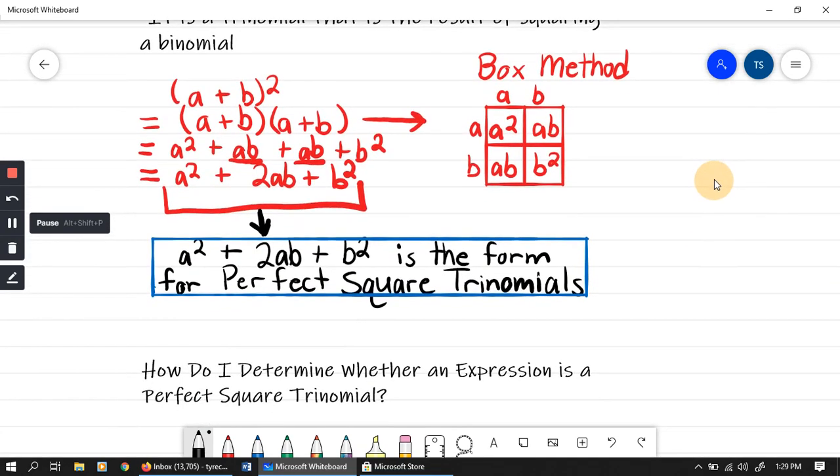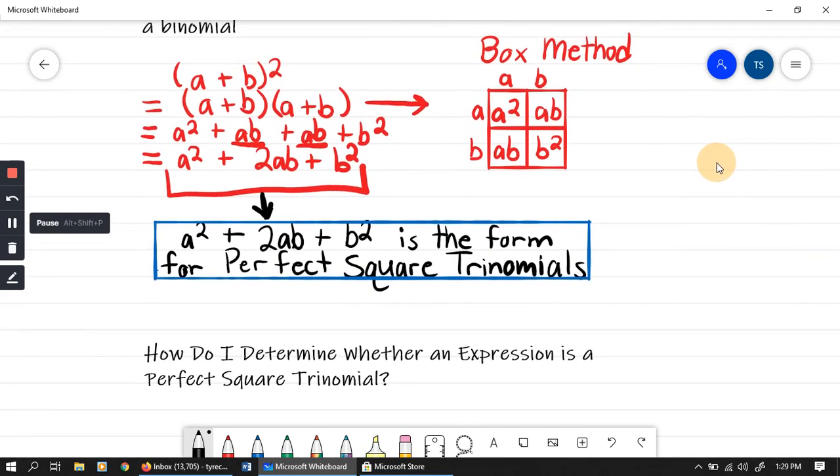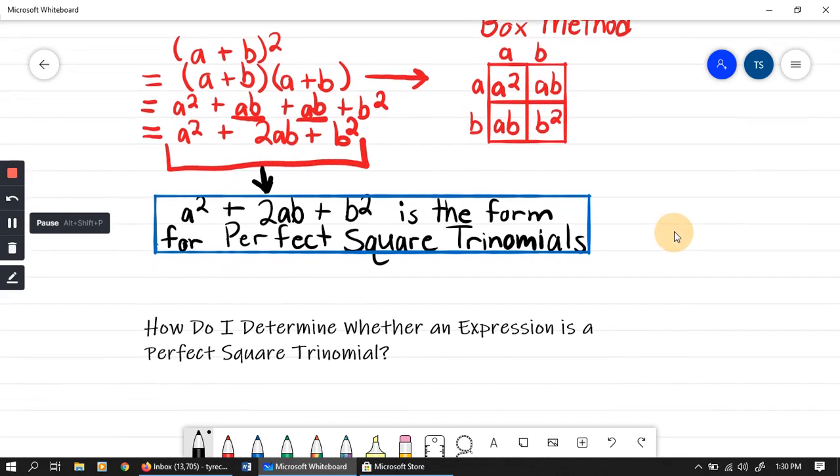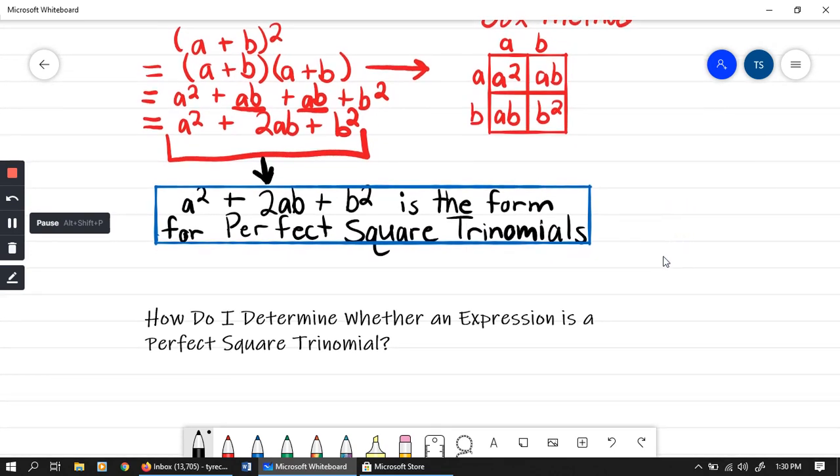So you may be wondering, based on that, Mr. Starkey, how do I determine whether an expression is a perfect square trinomial? I know that you said the form for a perfect square trinomial is a squared plus 2ab plus b squared, but I need to actually see some perfect square trinomials to help me recognize what they look like. So I'm going to show you exactly that.